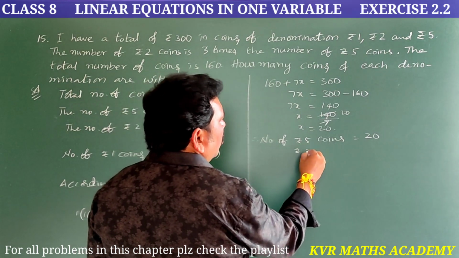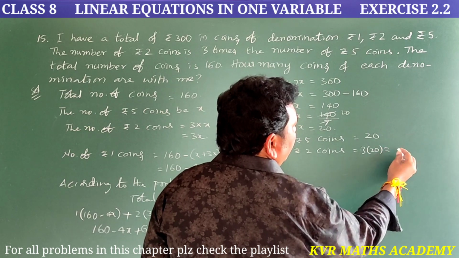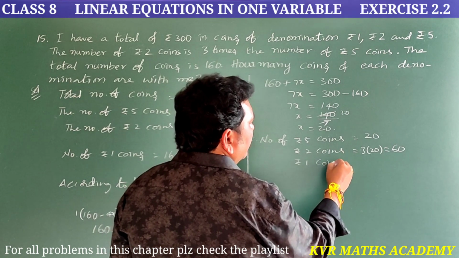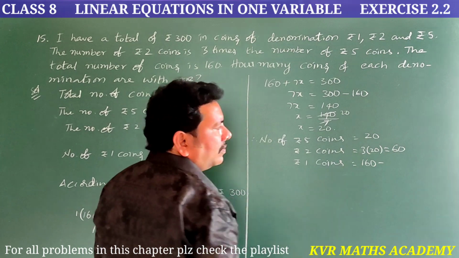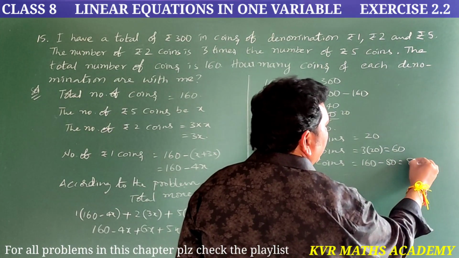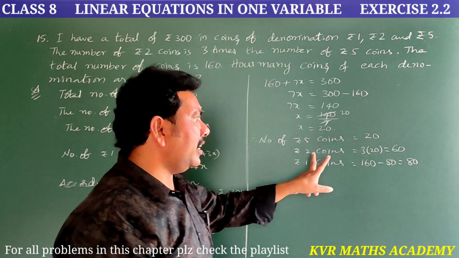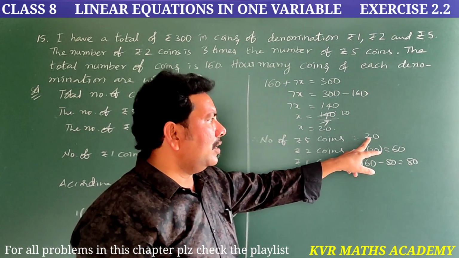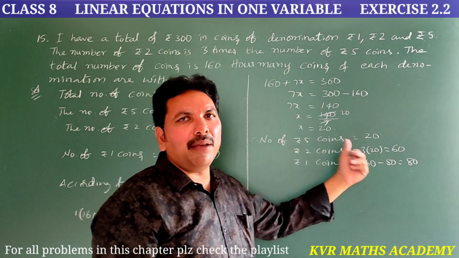Next, 2 rupee coins is 3 into 20, 3 20s are 60, 60 2 rupee coins. Next, 1 rupee coins is equal to 160 minus 20 plus 60. How much? 80. Isn't it? That is equal to 80. Is it clear? Yes. So 5 rupee coins are 20, 2 rupee coins are 60, and 1 rupee coins are 80. Totally 20 plus 60 plus 80, 160 came or not? Yes.